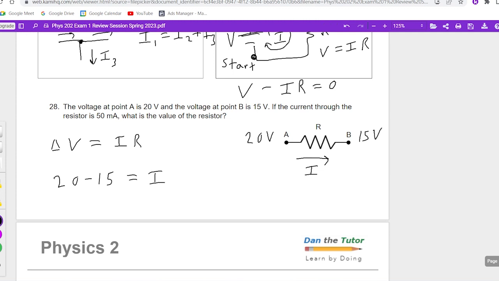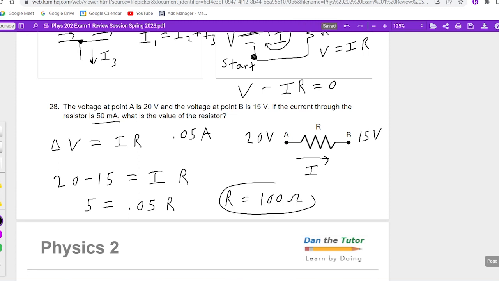The resistor I don't know. I do know the current is 50 milliamps, which I need to convert to amps, which is 0.05 amps for the current. So plugging in here, 20 minus 15 is 5, equals the current, which is 0.05, times the resistance R. Divide both sides by 0.05, and we'll get a final resistance of 100 ohms. And there we go. Any questions on 28?